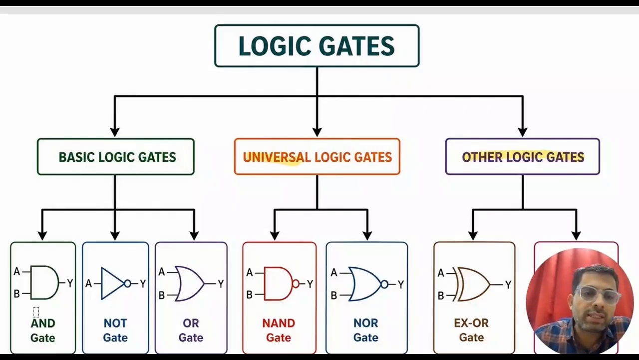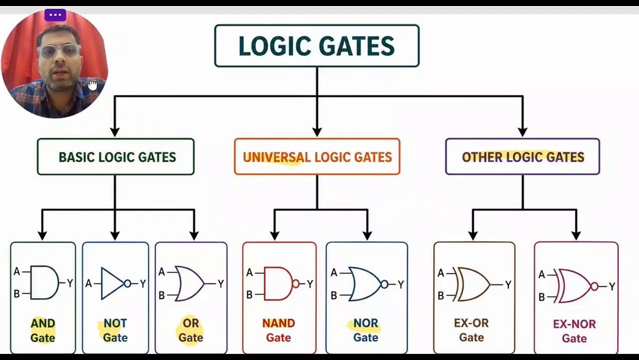How many types of basic logic gates are there? Three types: AND gate, NOT gate, and OR gate. You might have learned this topic in 12th science also. Which are the universal gates? NAND gate and NOR gate. And which are the special type of gates? XOR gate and XNOR gate.